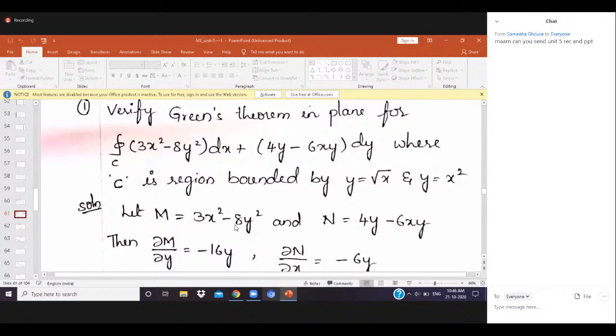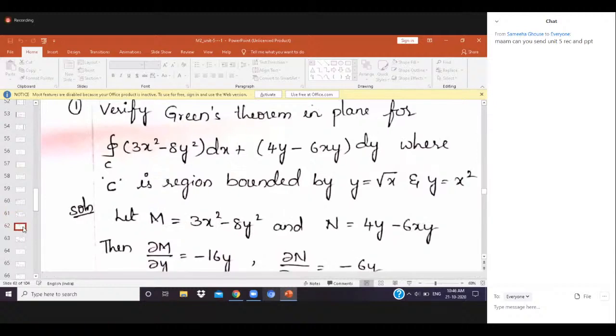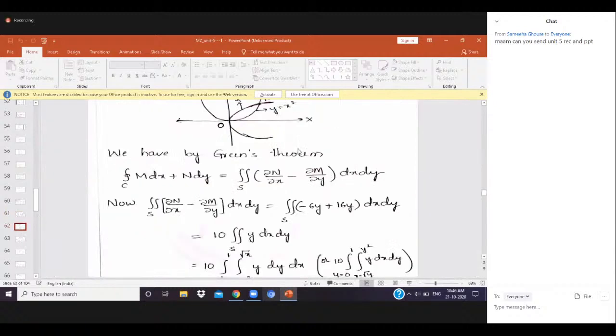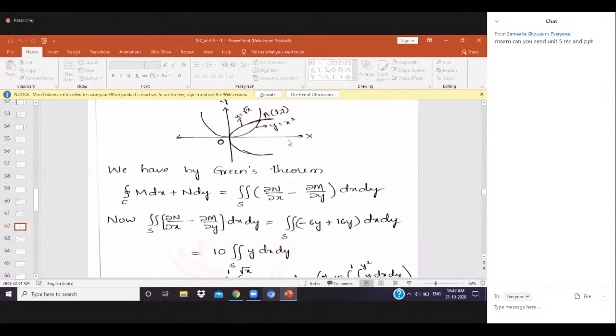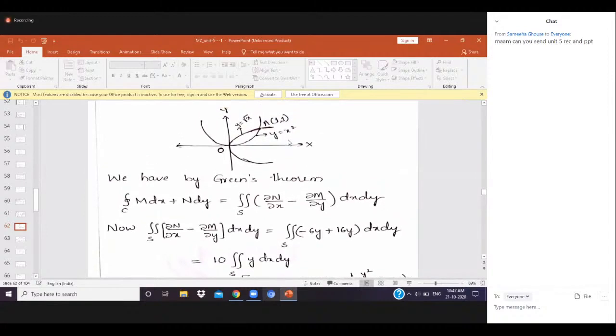So M becomes 3x² − 8y² and N becomes 4y − 6xy. So ∂M/∂y becomes −16y and ∂N/∂x becomes −6y. According to the given equations, it is a parabola. So according to the diagram it is like this, and the boundary region is from 0 to A, that is from (0, 0) to (1, 1). So we have Green's theorem.